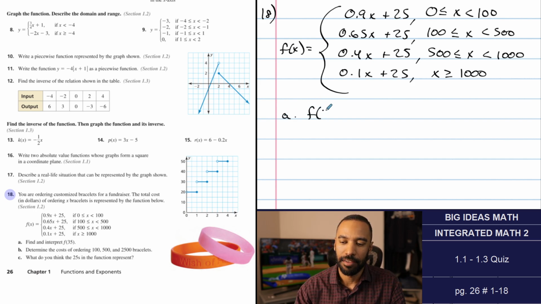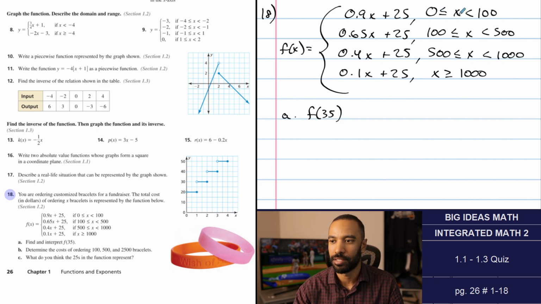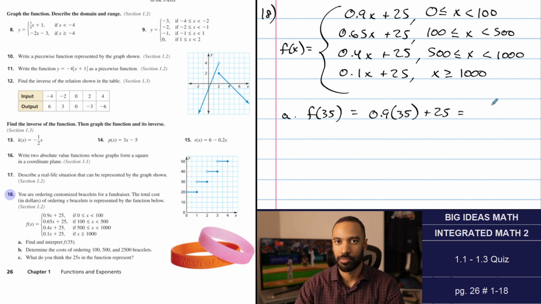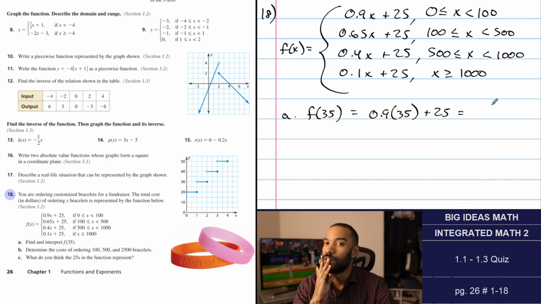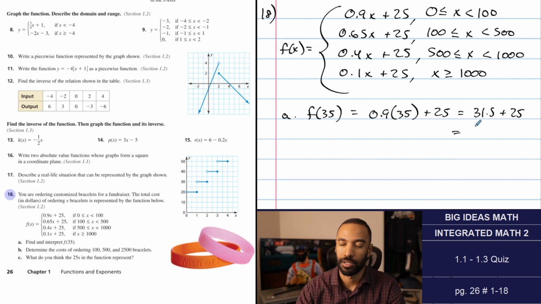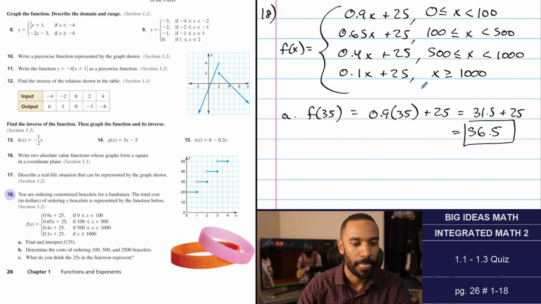Well, f of 35, we are going to substitute into the piece between 0 and 100 because that's what 35 is between. So 0.9 times 35 plus 25. 0.9 times 35 is 31.5, which plus 25 is, I don't know why I'm having trouble with this, 56.5. 56.5. Now they ask you to interpret this.